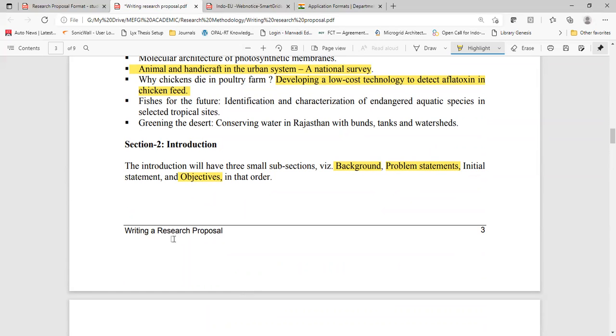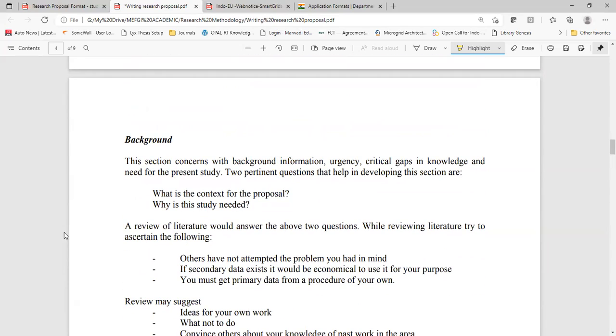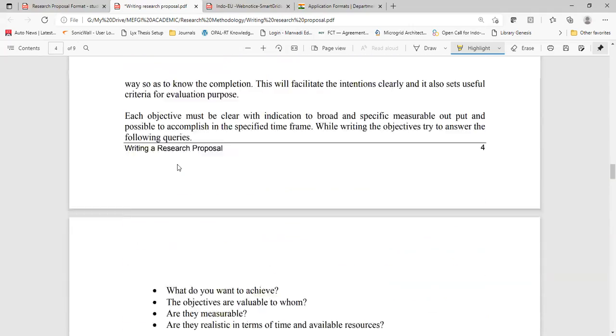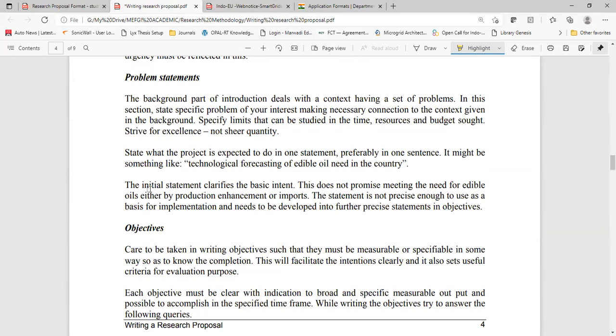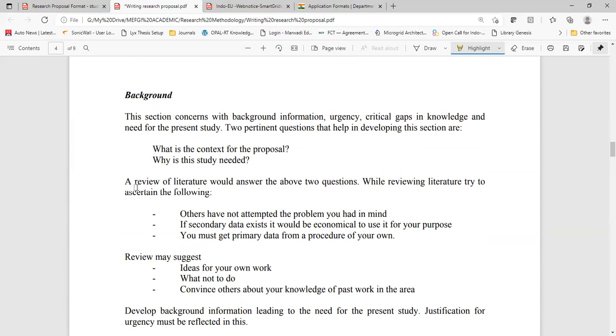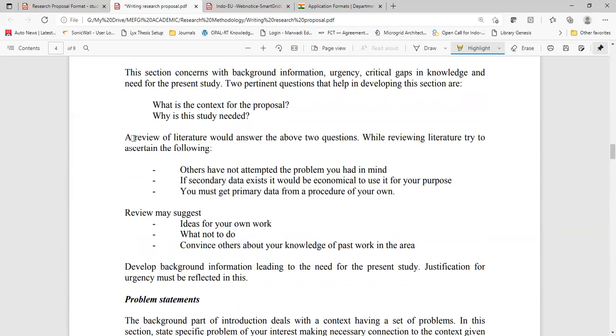These three are mandatory in the introduction section. Background. What is the background of the problem? A brief history. The problem statements. What is the problem exactly and how it is addressed, and your objectives. And then background, problem statement, and objective. Everything is clearly given. So what should be written in this? For example, background should have review of literature.